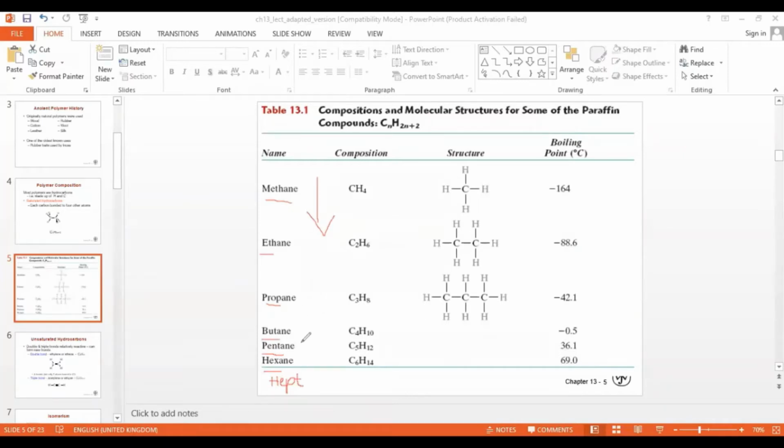When you increase the number of carbons, automatically the H will also increase based on that formula, CnH2n plus 2, right? Accordingly, the boiling point will also increase with the increase in the number of carbons, right? With the increase in the number of carbons, the boiling point, if you see, is increasing.